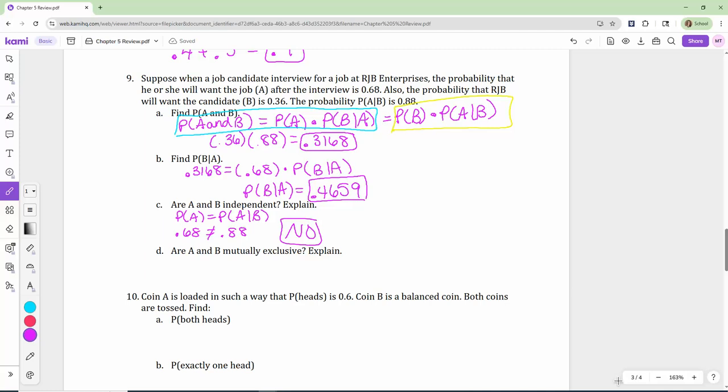All right, are they mutually exclusive? What does that mean? Right. Mutually exclusive means the probability of A and B happening has to be 0. So what was the probability of A and B? We found out, okay, 0.3168. That's not 0, so they're not mutually exclusive.